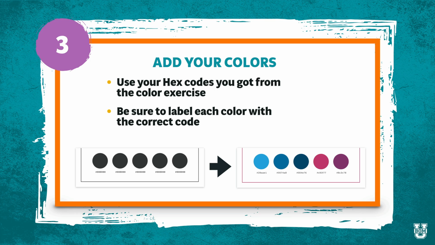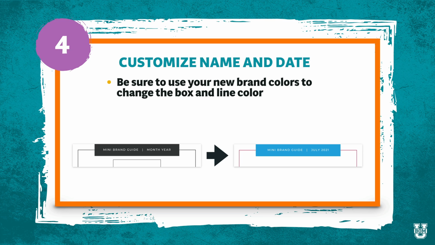And that's going to ensure that you use the exact same color that everybody else who is working on your brand is using. And that's what gives you the consistency. And then lastly, just go ahead and customize the title. Just be sure to use your new brand colors to change the color of the box and the color of the line that goes around the whole document. It's nothing fancy. It's a very simple one-pager that you can just give to whoever's working on your brand.